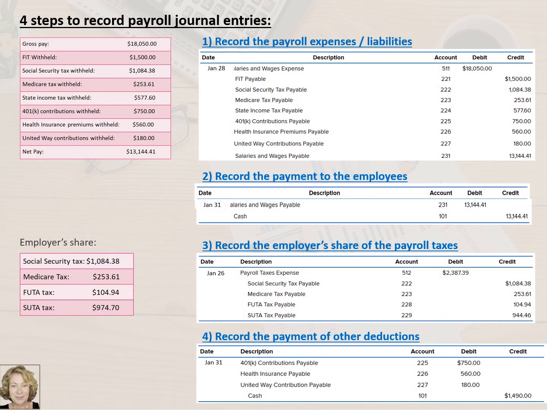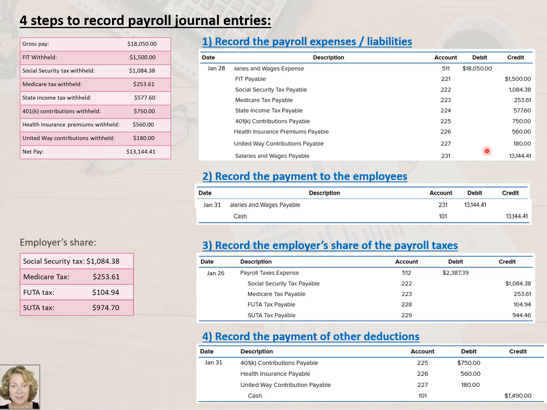There are 4 steps to recording the payroll journal entries. The first transaction records the payroll and all withholdings and deductions. In the first journal entry, we record the gross pay as the salaries and wage expense, which means that we debit that account. All withholdings and deductions and net pay are recorded as liabilities. In other words, a credit.